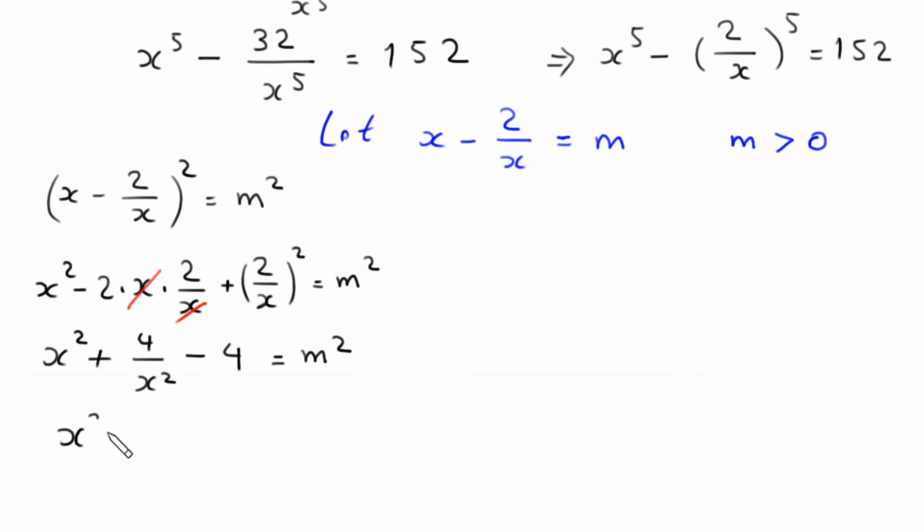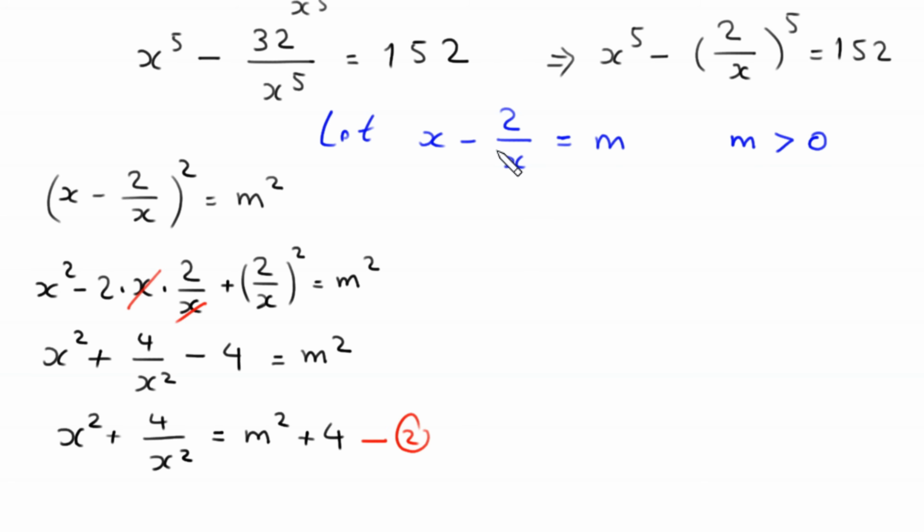Next, x squared plus 4 over x squared is equal to, we move this negative 4 to the right hand side, so m squared plus 4. Let's call this equation equation 2.